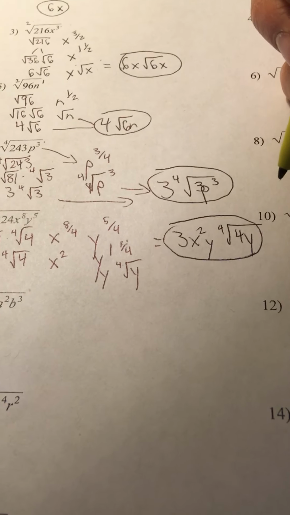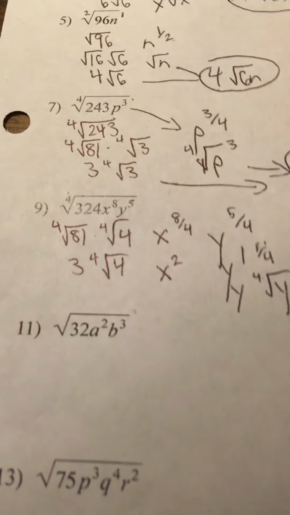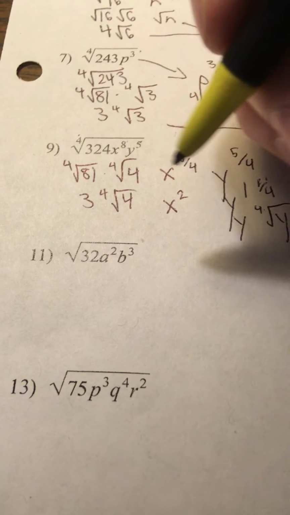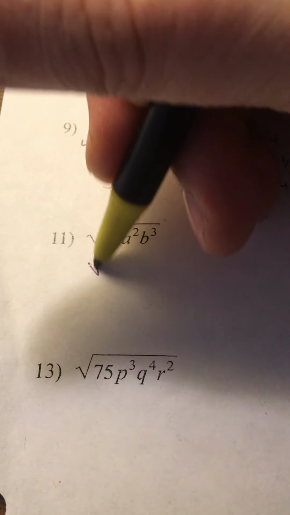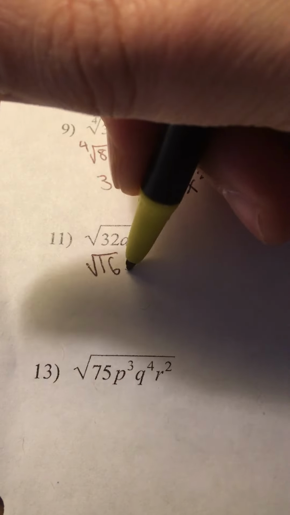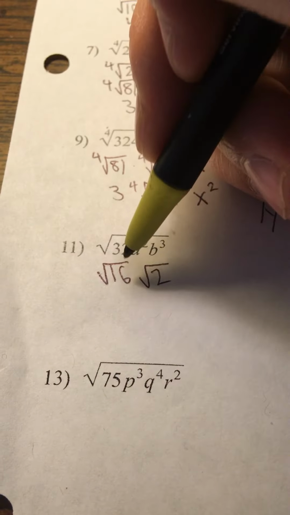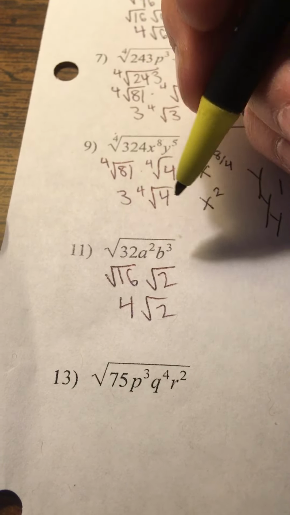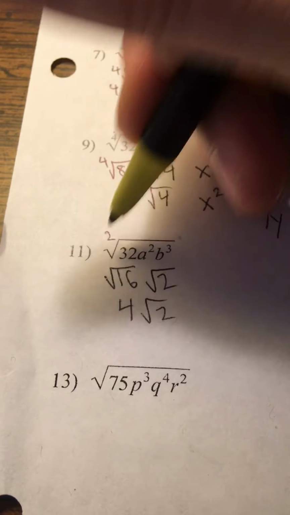Let's look at 2 more. Look at number 11. 32, I got a square root this time. 32 is not a perfect square, so split it up into 16 times 2. What's the square root of 16? 4. So I got 4 square root of 2. Remember, this is a 2 root.